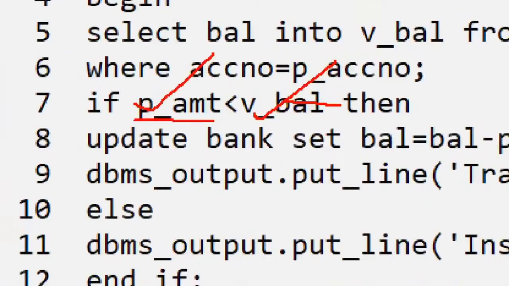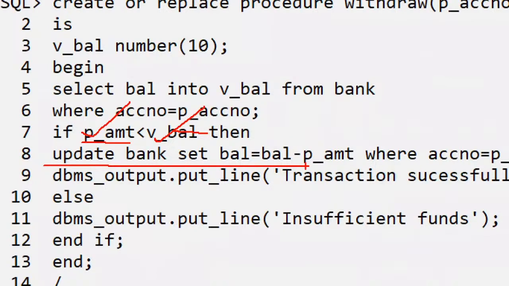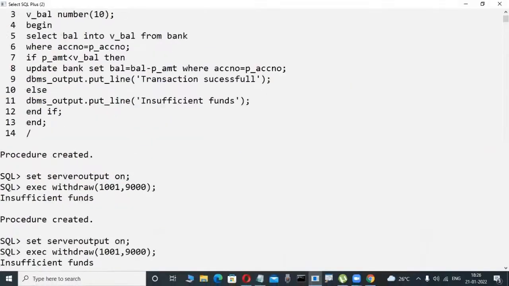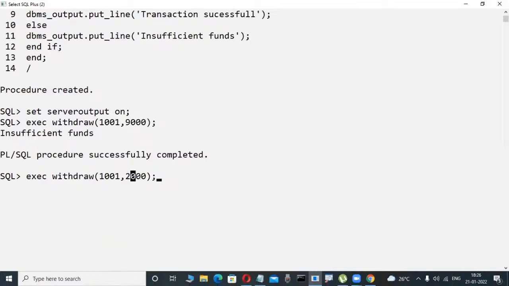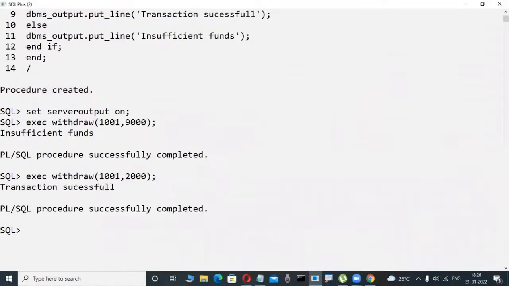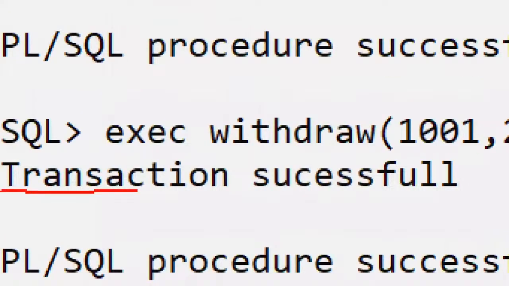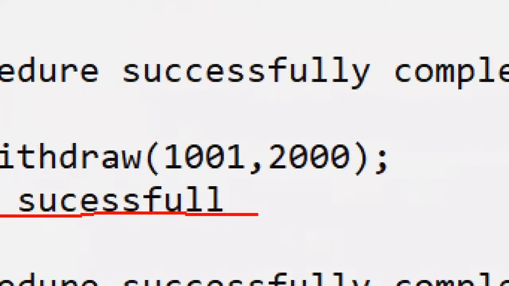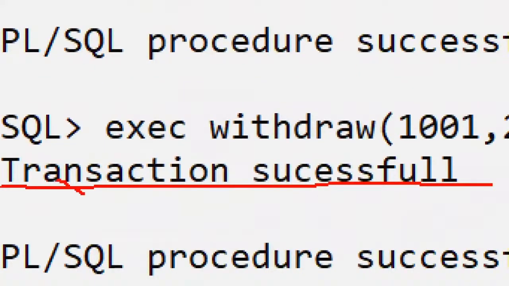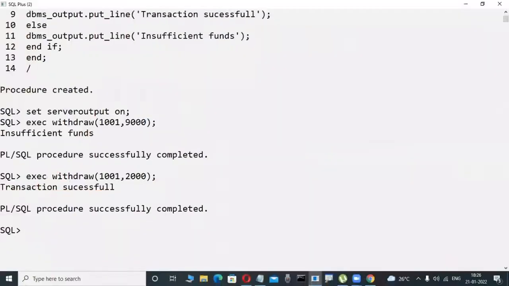I am updating the bank table only. Updating means modifying it. The transaction is successful. Now, whenever I execute, I want it to automatically display "transaction successful". Maybe you try to withdraw 2,000 rupees from 3,000 rupees. Is it possible or not? The transaction is successful. How is it possible?